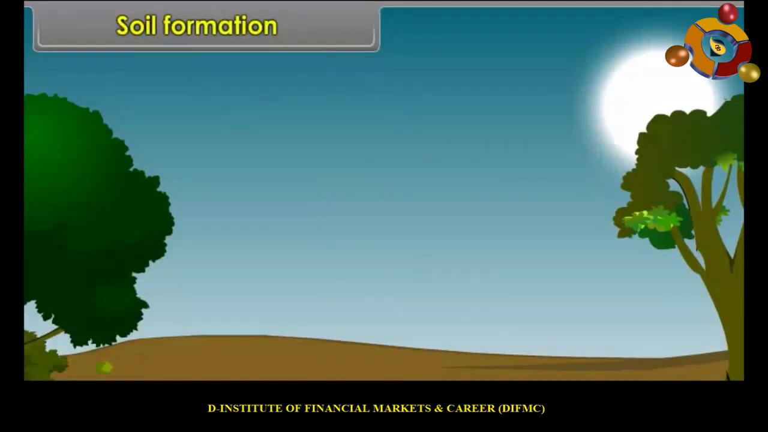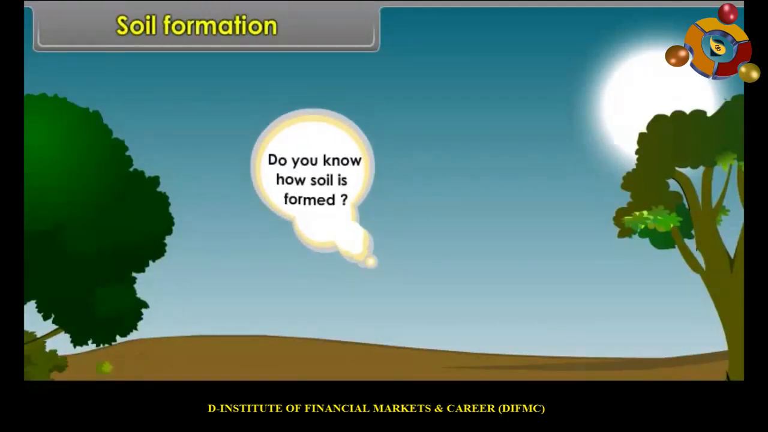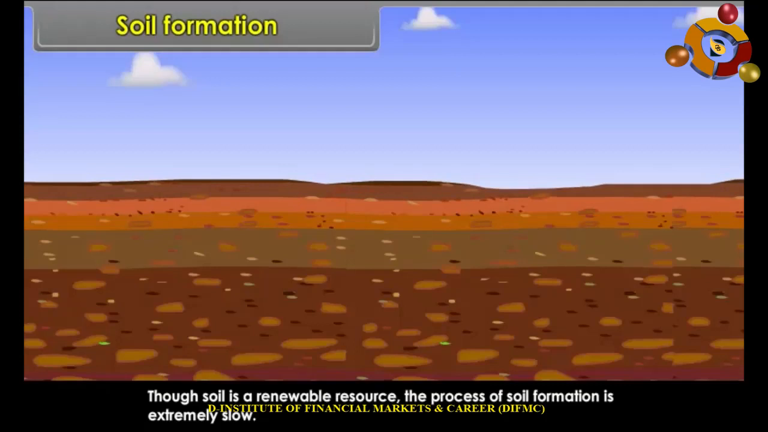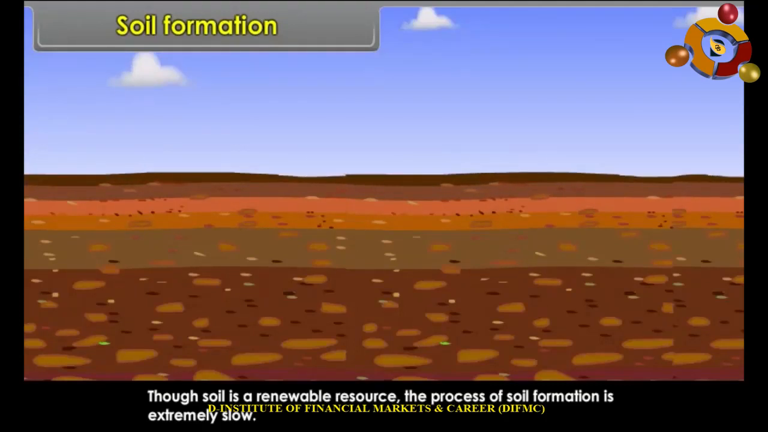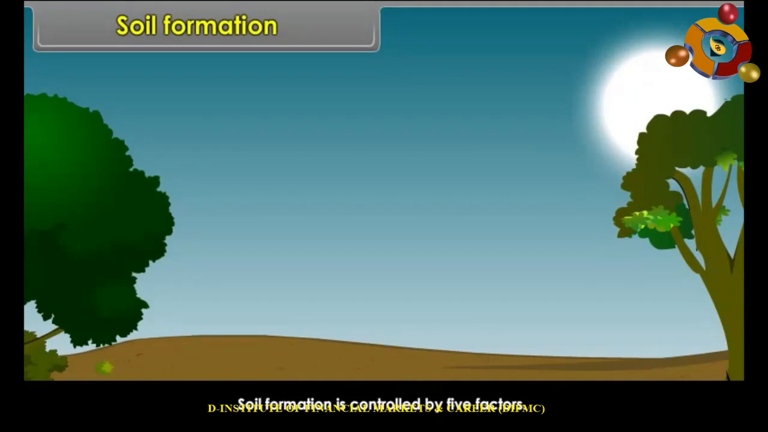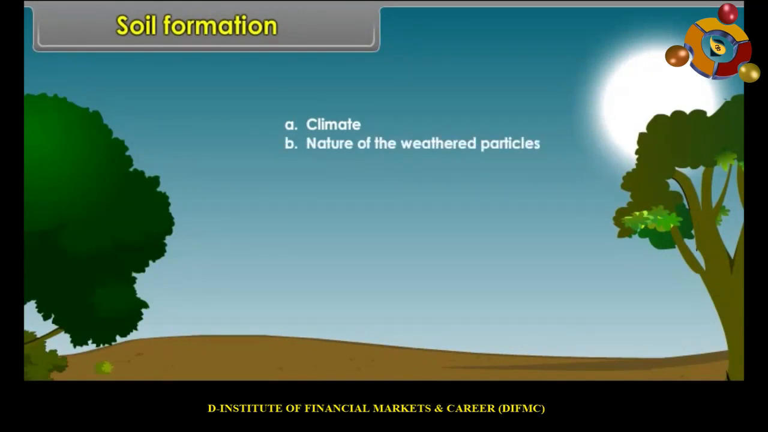Soil formation. Do you know how soil is formed? Though soil is a renewable resource, the process of soil formation is extremely slow. The soil is formed by physical, chemical and organic changes which go on taking place continuously in the layer. Soil formation is controlled by 5 factors: climate, nature of the weathered particles, topography, time, and soil profile.